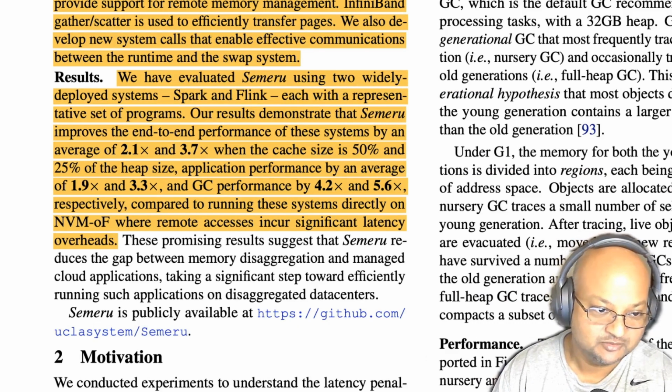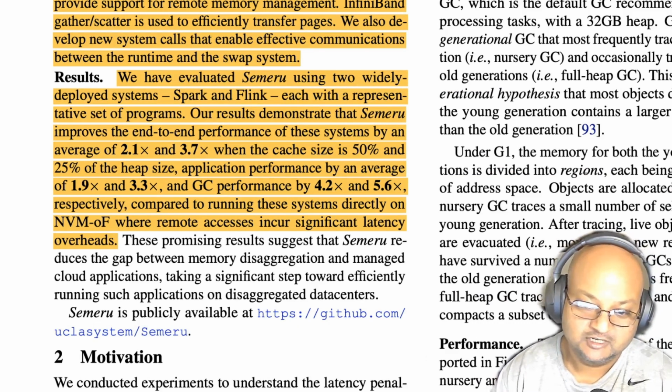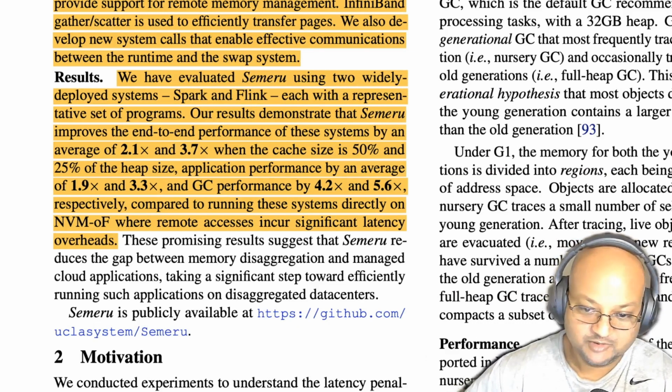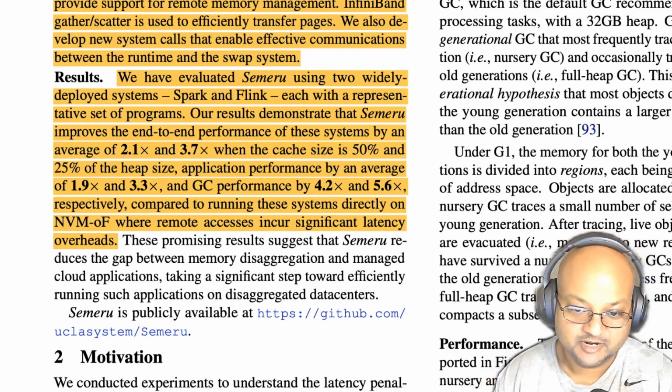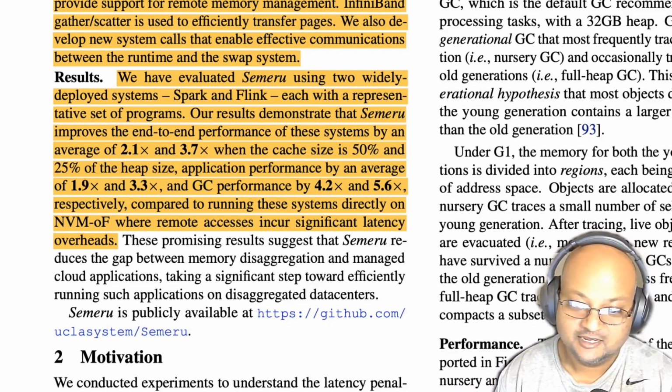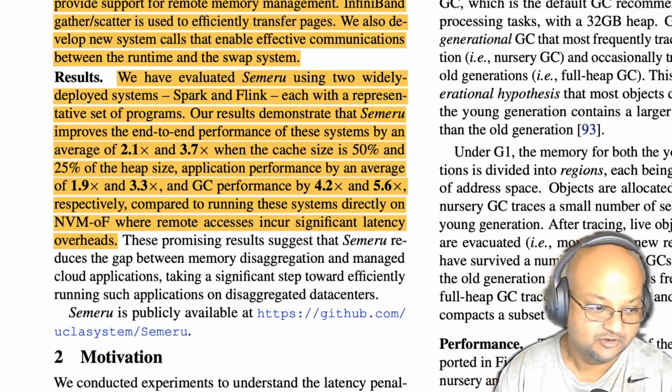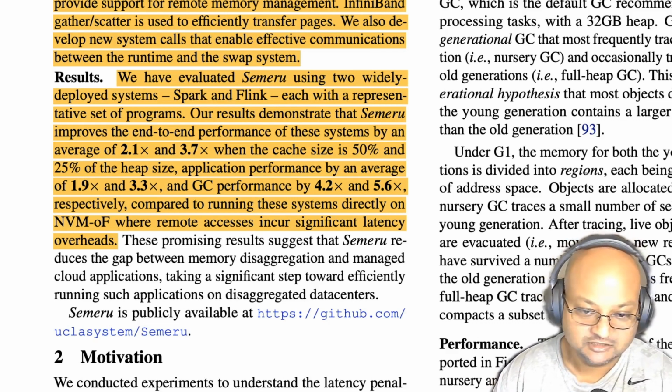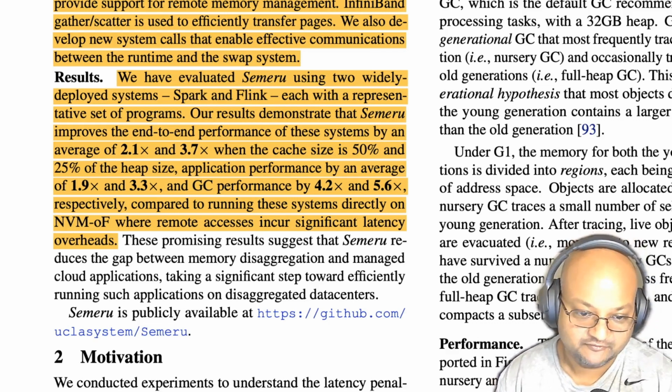So let's look at some results. What does the performance look like? The authors evaluate this JVM architecture, which they call Semeru. I had to Google that. That's apparently an active volcano in Indonesia. So they evaluate it on some widely deployed Java applications on the Spark and Flink frameworks.